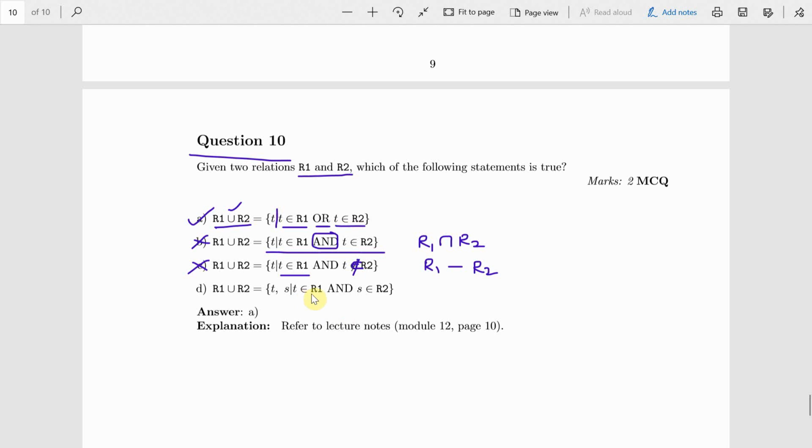Here T belongs to R1 and S belongs to R2, and it is selecting the combinations of T and S tuples. The combinations of T and S tuples means it is performing the Cartesian product of R1 and R2, so that the output of the Cartesian product contains the combination of R1 and R2 tuples. So it is representing R1 Cartesian product R2, but on the left hand side it is given union. This is incorrect. So the answer for question number 10 is option A.